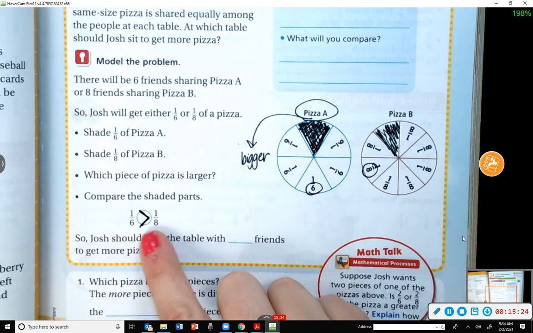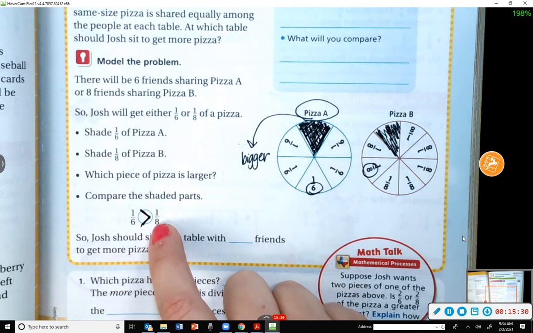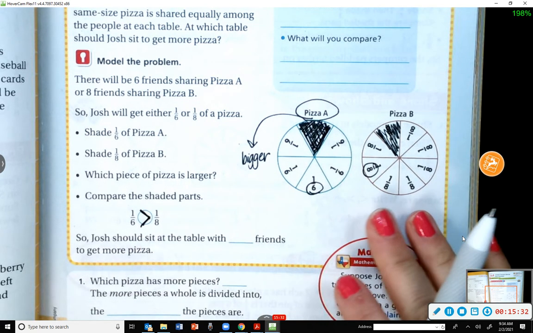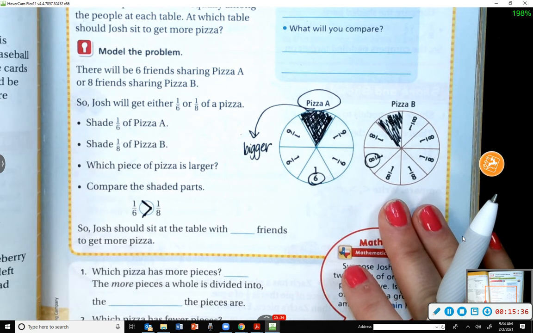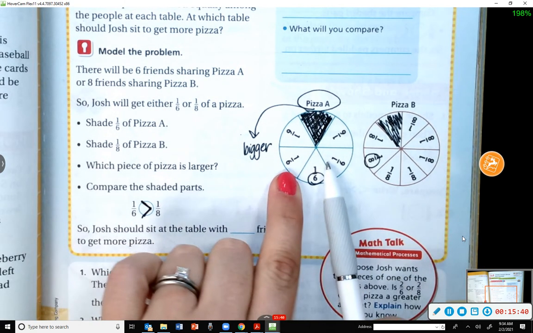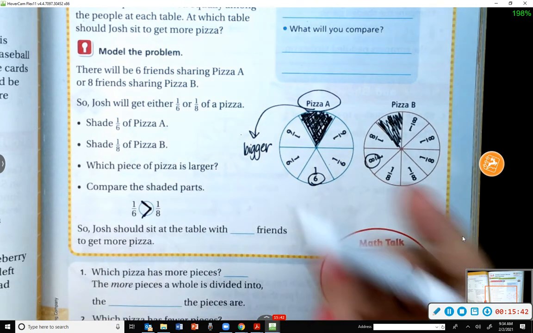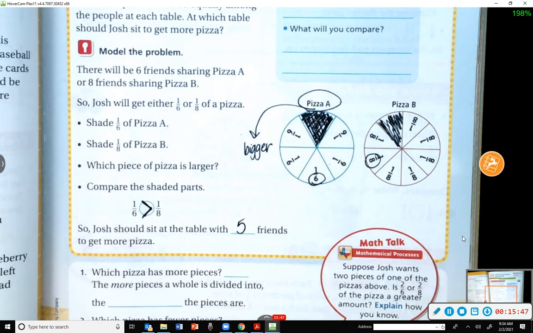So we would read this as 1/6 is what, class? Greater than 1/8. Okay? So if Josh wants to get the bigger piece, which table should he sit at? 1/6. This one, right? So the table with 5 friends. Because he has less people he has to share it with, right? If I have to share it with more people, then I know my pieces are going to get smaller.